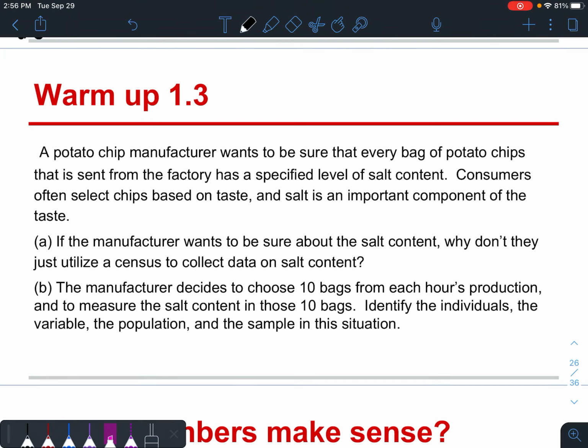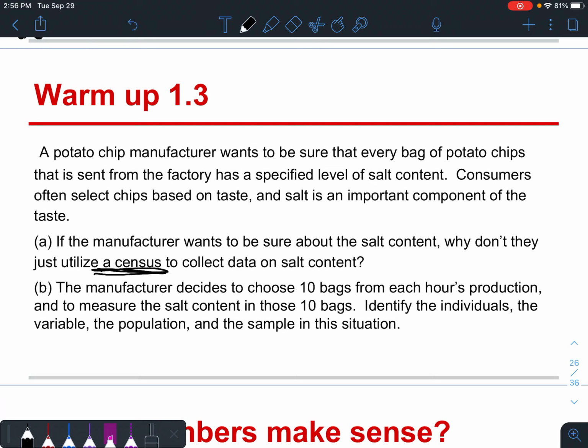If the manufacturer wants to be sure about the salt content, why don't they just utilize the census to collect data on the salt content? So utilizing a census in this situation, if you think about what a census is, you're using all of the individuals in this situation. So why don't they want to use a census for this situation? For the salt content, it's because they'd be testing every single chip.